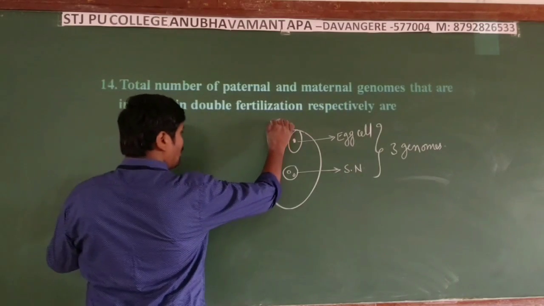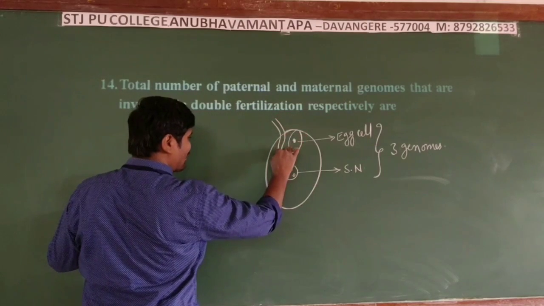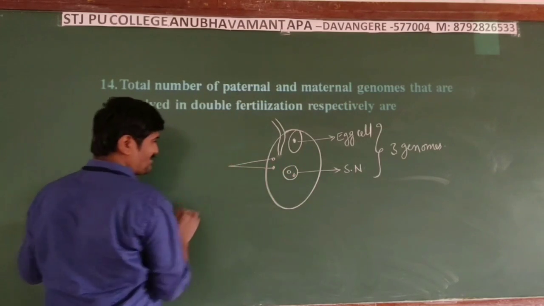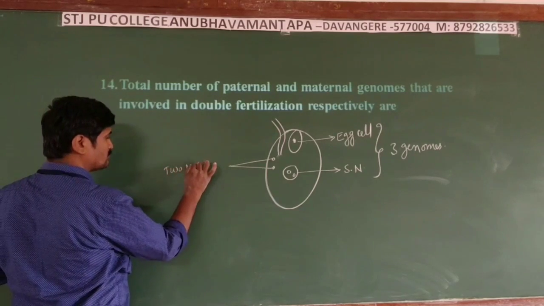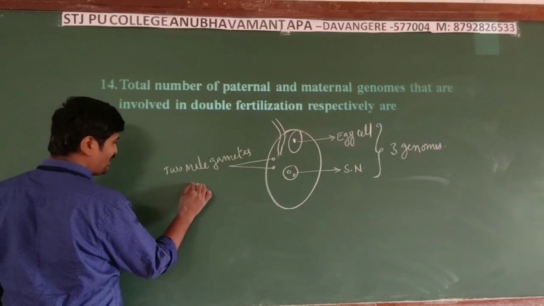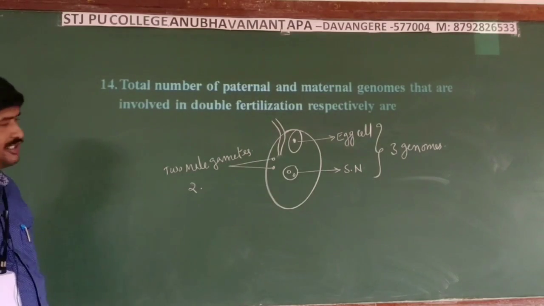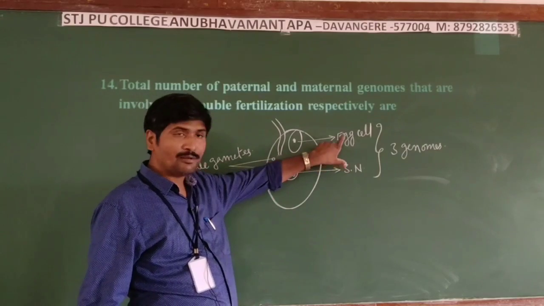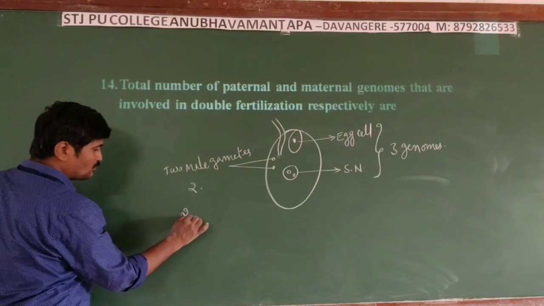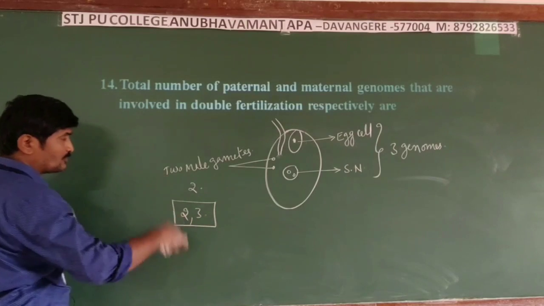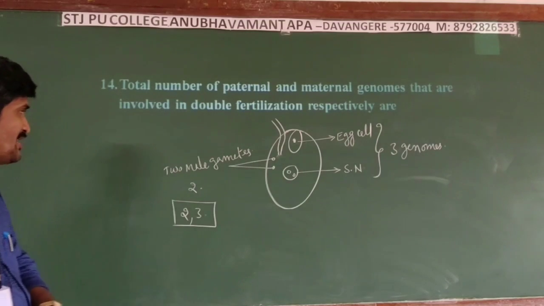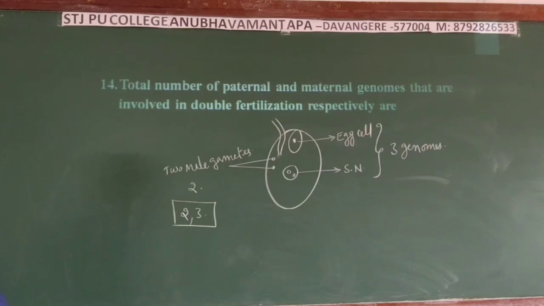Next, the pollen tube enters the embryo sac. The pollen tube is carrying how many gametes? Two male gametes. Each male gamete is haploid. That's why there are two sets of genome here, and three sets of genome here. This is the paternal, this is the maternal. So the total number is 2, 3. The total number of paternal and maternal genomes involved in double fertilization, respectively, are 2, 3.